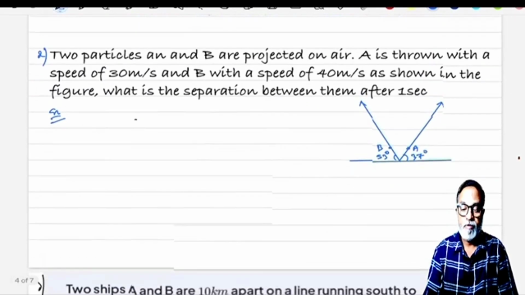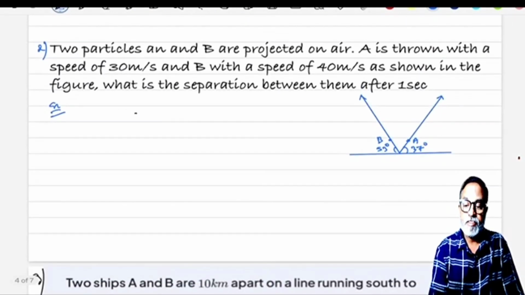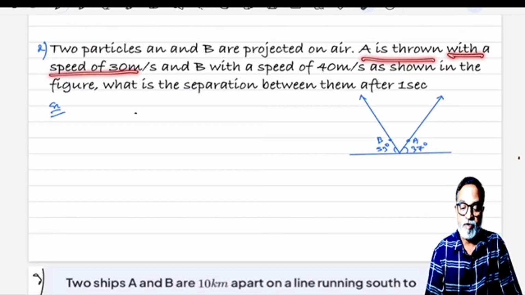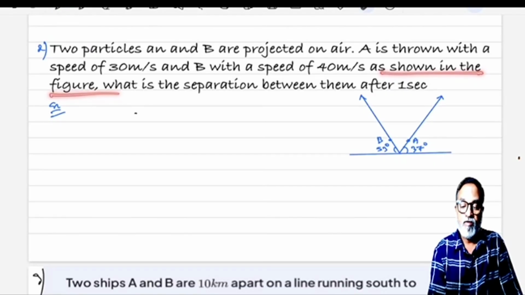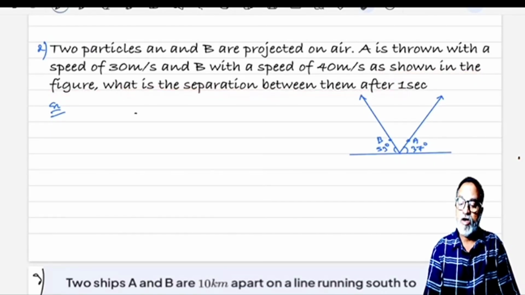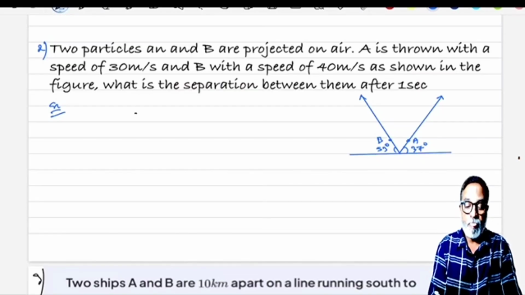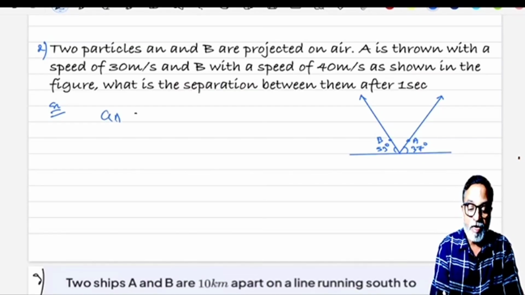Another problem: two particles A and B are projected in air. A is thrown with a speed of 30 meters per second, B with a speed of 40 meters per second, as shown in the figure. What is the separation between them after 1 second? So here both are thrown into the air. Therefore, acceleration of A is equal to g and acceleration of B is also g.